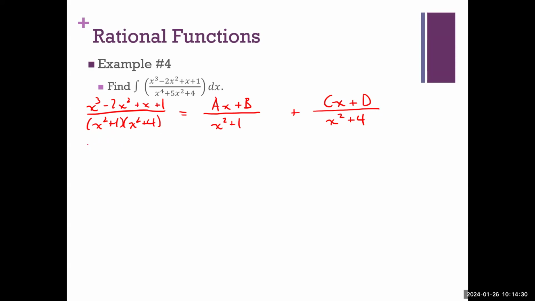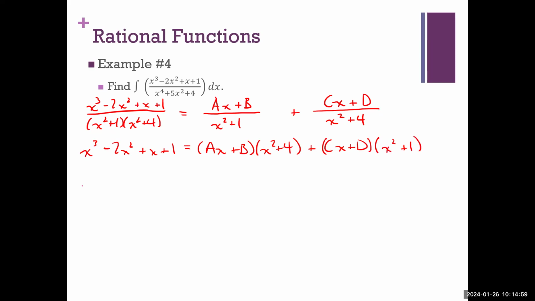Okay, so multiply the denominator through by everything. So on the left-hand side, the denominator gets cleared. What happens to this ax plus b? It gets multiplied by x squared plus 4, plus cx plus d times x squared plus 1. All right, so we have 4 unknowns.